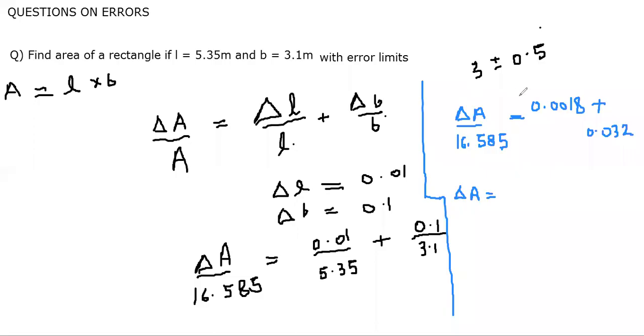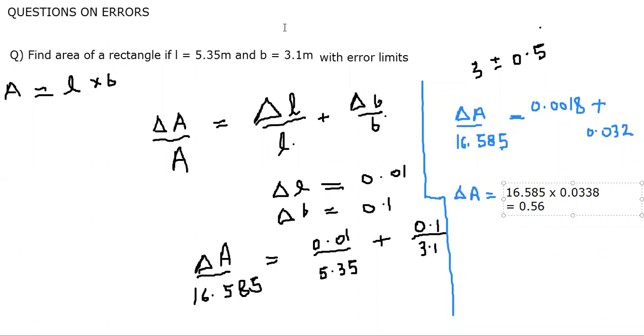So on dividing we get 0.0018 plus 0.032. Now just add these and then multiply with 16.585 and you get your delta A. So you get 16.585 multiplied by 0.038. Now when you multiply these numbers, you get 0.56. So this is the value of delta A.